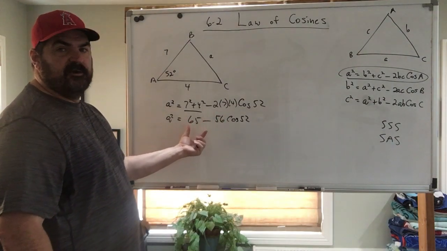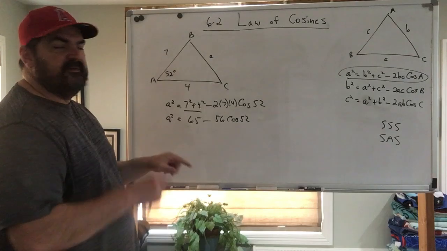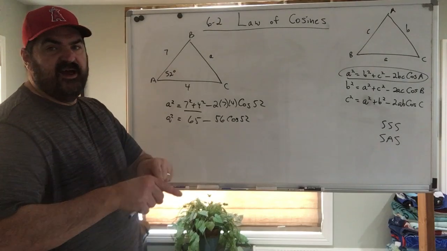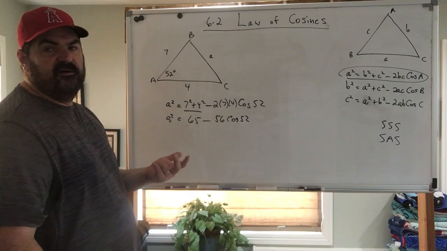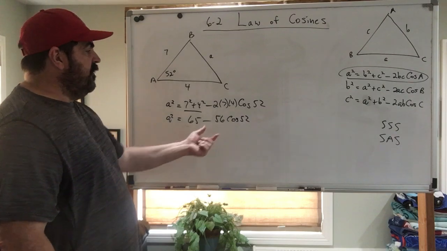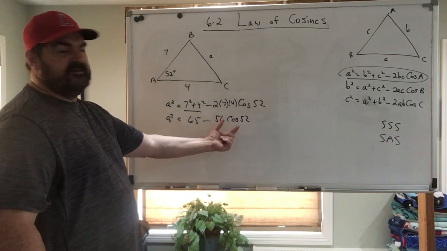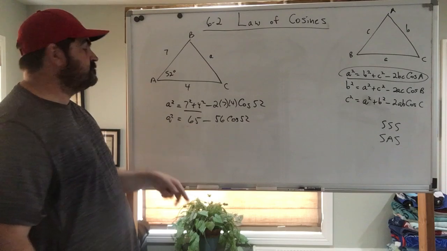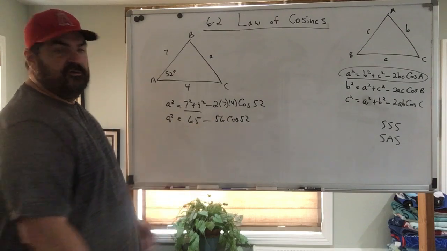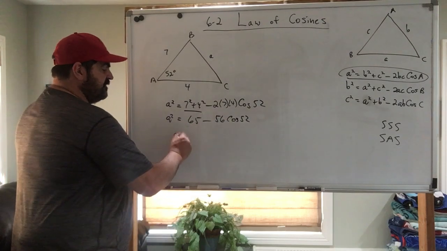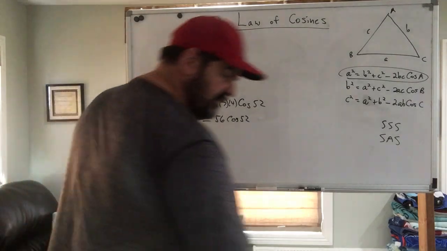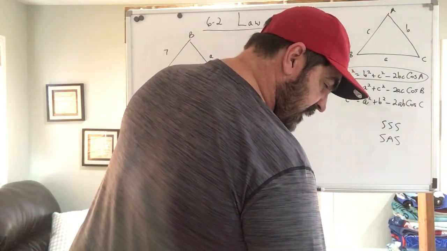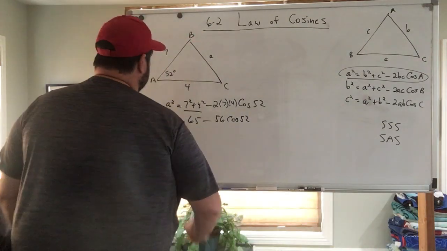So when you type in your calculator, if you have a good calculator, you just type in 65 minus 56 times cosine 52. Your calculator will not subtract until it does the cosine of 52. Or you type this in your calculator, get that done, and then do 65 minus it. Once you get this number, you take the square root. So practice typing it in, see if you get the answer I have. I've already done the problem, and I got side A is 5.52.